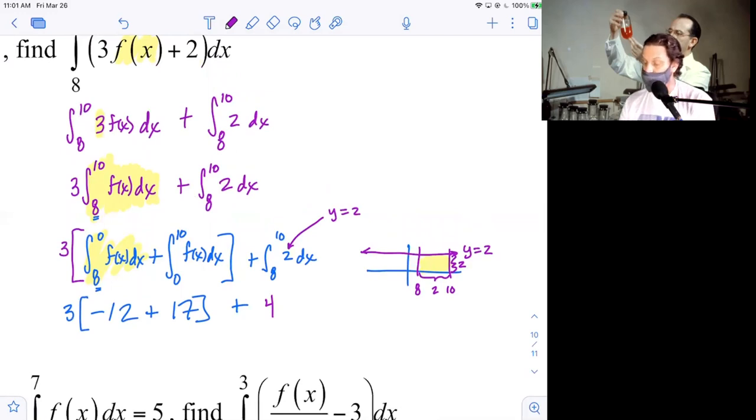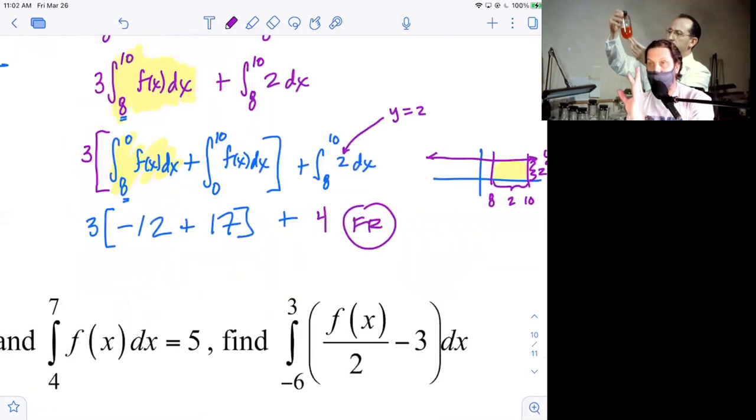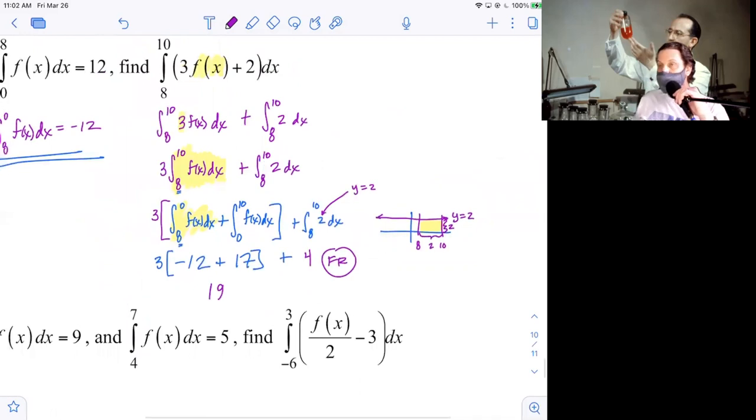And on a free response, we're done, yes? That's a numeric answer. These make great multiple choice questions, though, so let's go ahead and keep going. 17 minus 12 is 5. 5 times 3 is 15. 15 plus 4 is 19. And that's your answer. Travel agent problem. It's so much fun.